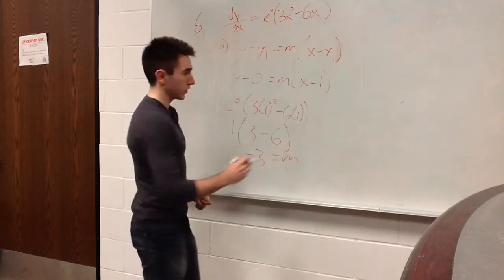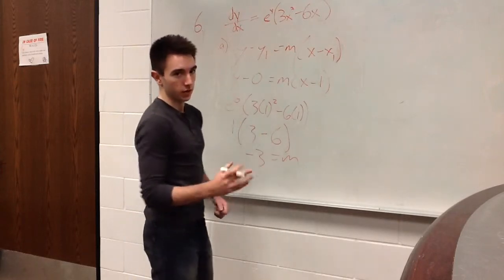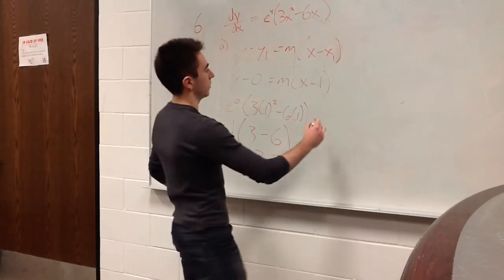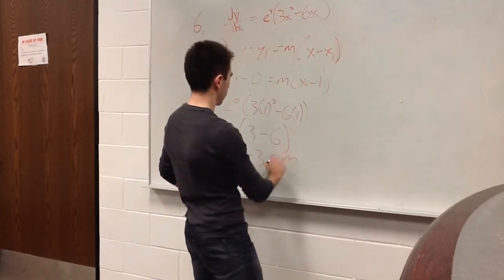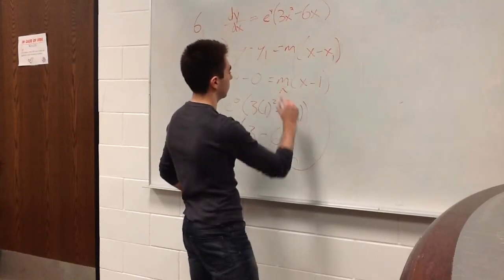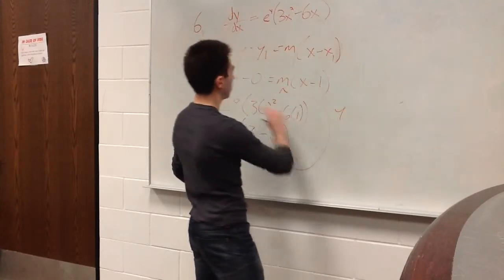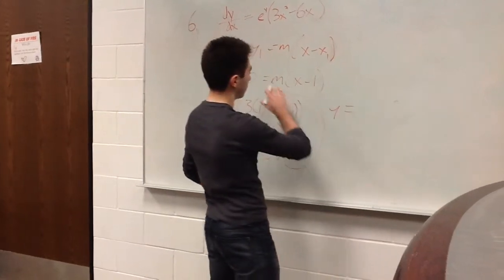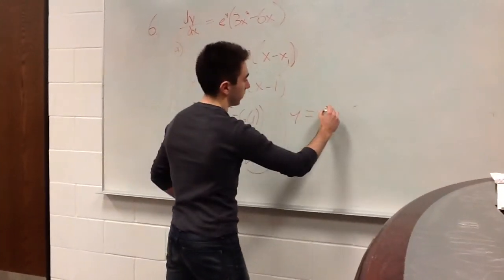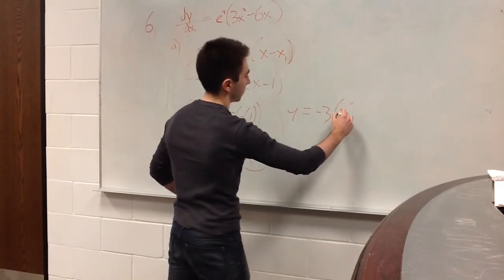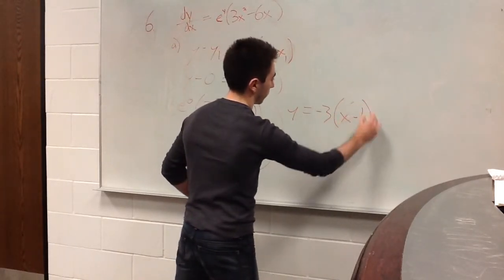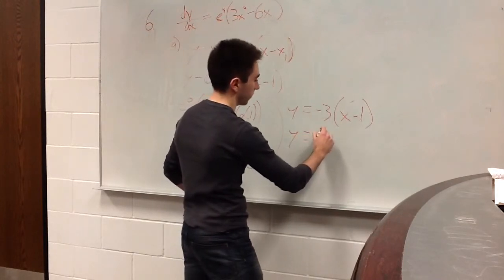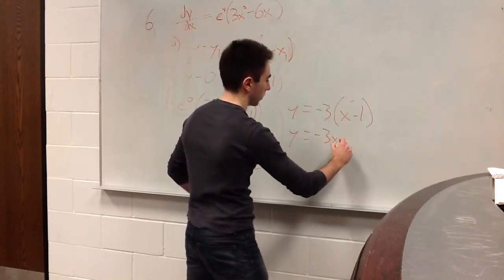So therefore, when we solve this out, y minus 0 is just going to be y. So I will write this over here, and plug that back in. We have y, and y minus 0 is simply y. We get y equals our slope, negative 3, times the quantity x minus 1. When we simplify that out, we get y equals negative 3x plus 3.